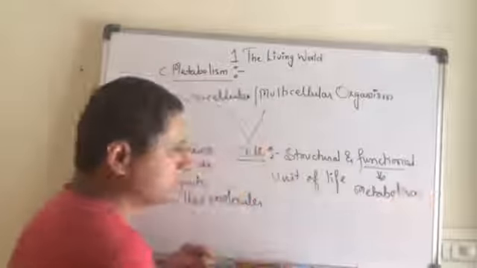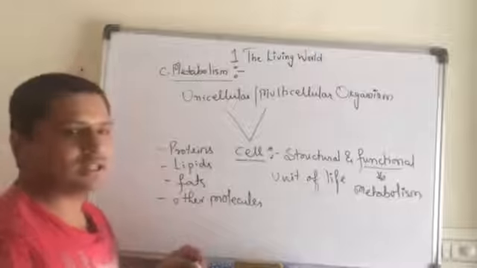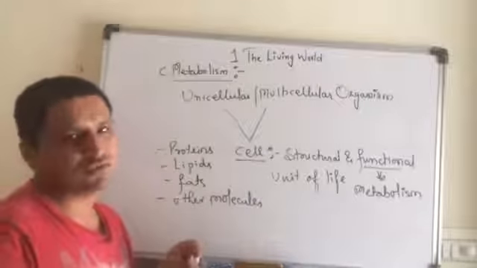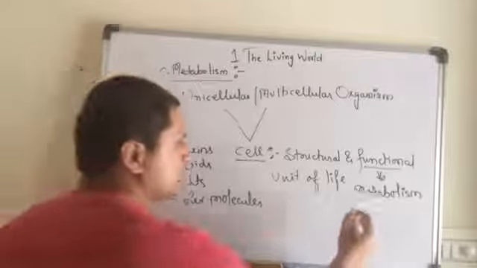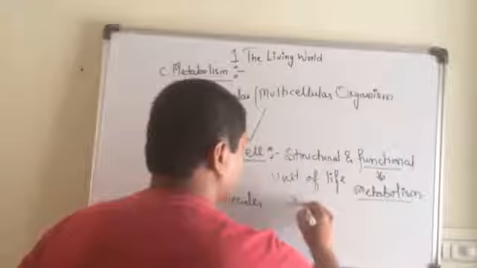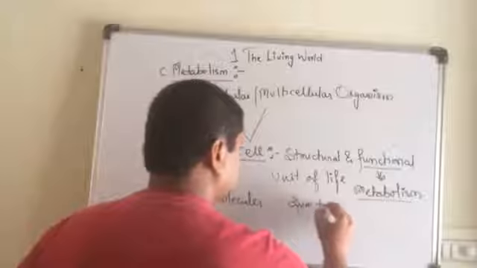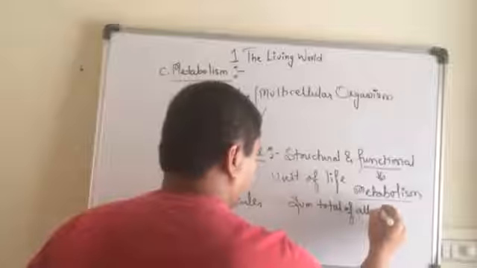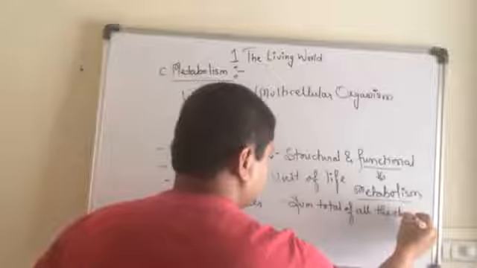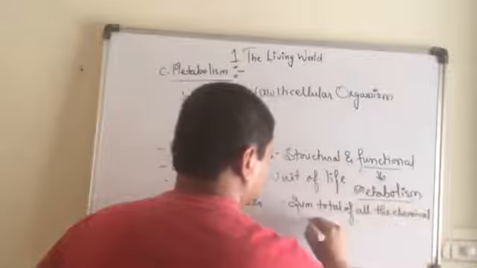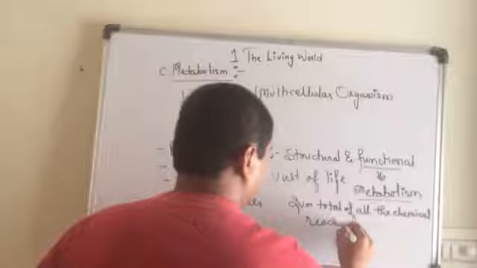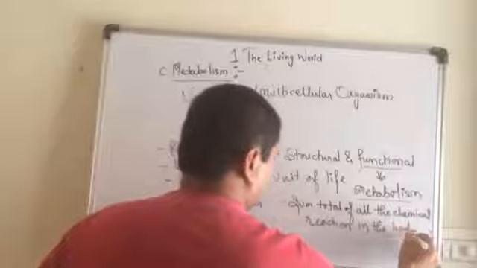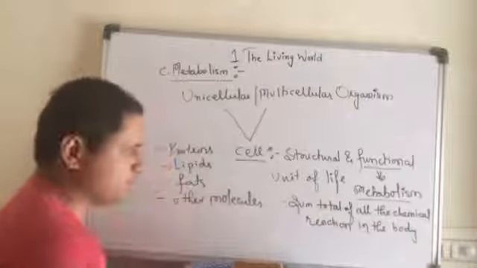Now, when I am talking about metabolism, it is defined as the sum total of all the reactions carried out in the body. It is known as what, children? Metabolism. So it is known as what, children? Sum total of all the chemical reactions in the body is called metabolism.